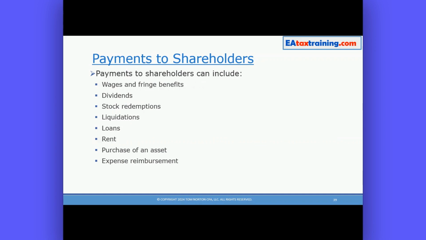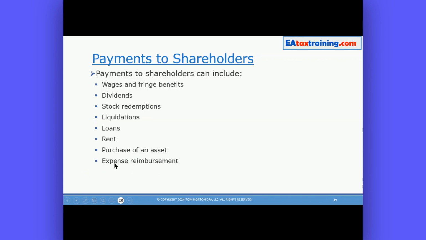The corporation could be renting property from the shareholder and paying rent. The corporation could be purchasing an asset from the shareholder. And the corporation could be reimbursing the shareholder for some expenses that they had, say, such as an employee. For the last two, if it's a purchase of an asset, we covered how that's handled back in the assets and depreciation video. So we're not going to go over that again. And if it's simply an expense reimbursement, that's just an in and an out.